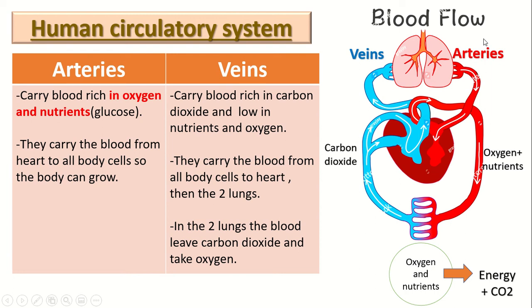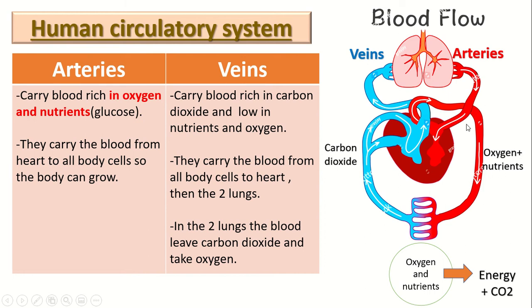Listen to me carefully. The red one is called arteries. It is getting blood from the two lungs. So which gas will it carry? Oxygen gas. Excellent. It is getting it from the two lungs, so it has oxygen gas. And the arteries also get what from the digestive system? The nutrients. So the arteries carry blood rich with two things: oxygen and the nutrients.